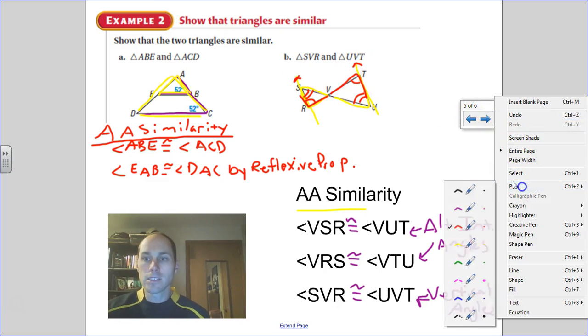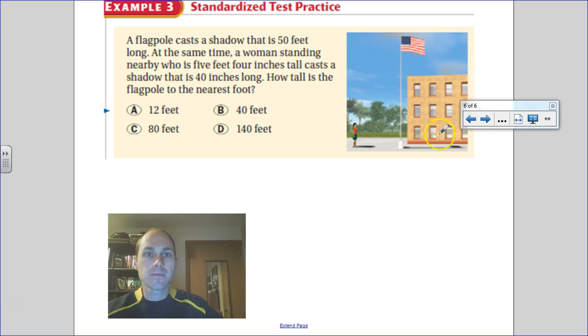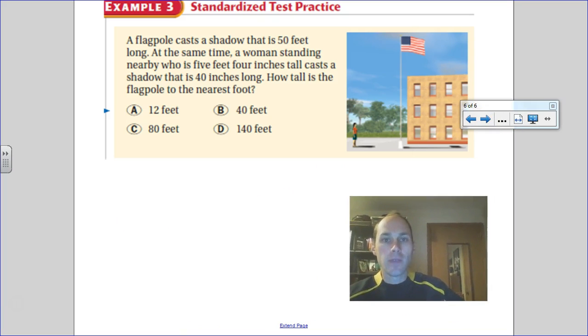And then I can also say, if I want to, that angle SVR is congruent to angle UVT because vertical angles are congruent. So I have proven all three if I wanted to. I don't need all three, but two is all I need, so just pick any two you want, and that proves that these triangles have to be similar because their angles are congruent. So now how do we use this information?